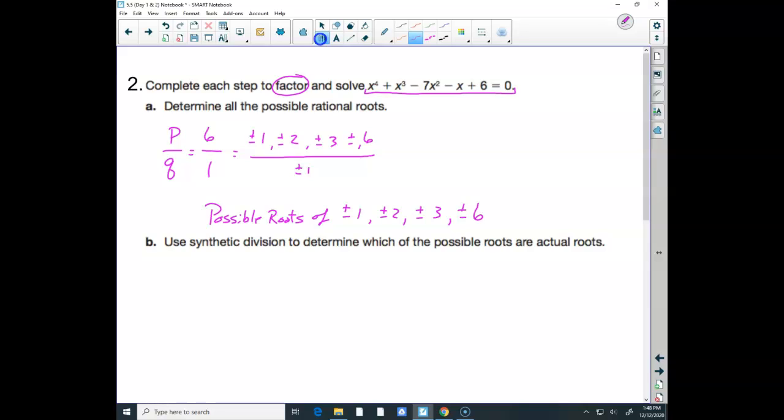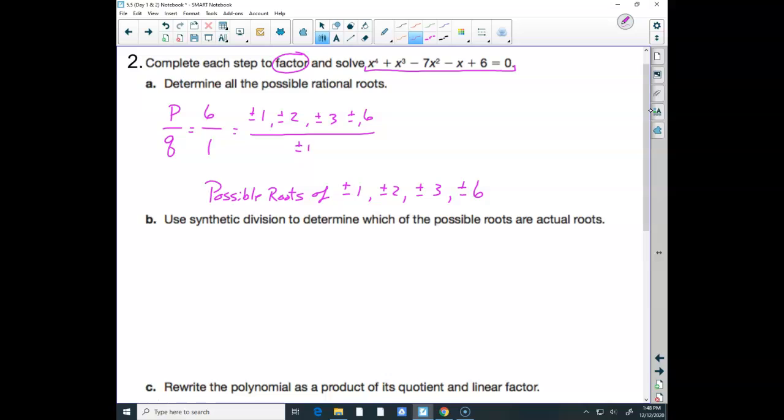Then what we're going to do is use synthetic division to find out which ones there are. So I always start with positive 1, and I will synthetically divide it out. I've got a coefficient of 1 on the fourth, 1 on the third, negative 7 on the x squared, negative 1 on the x, and a constant of 6. If 1 is a root, we will get a remainder of 0. If we do not get a remainder of 0, 1 is not a root, which would mean x minus 1 would not be a factor.